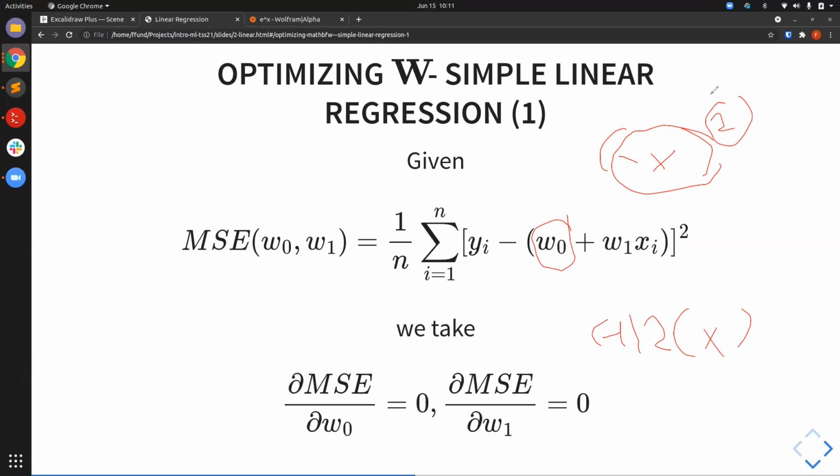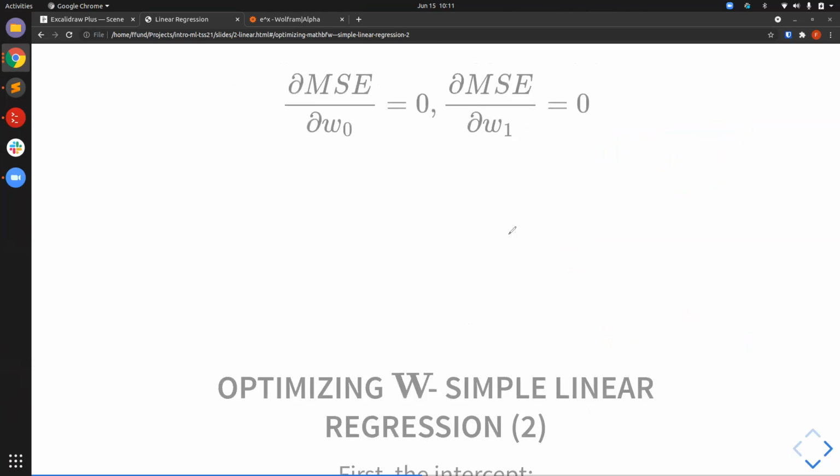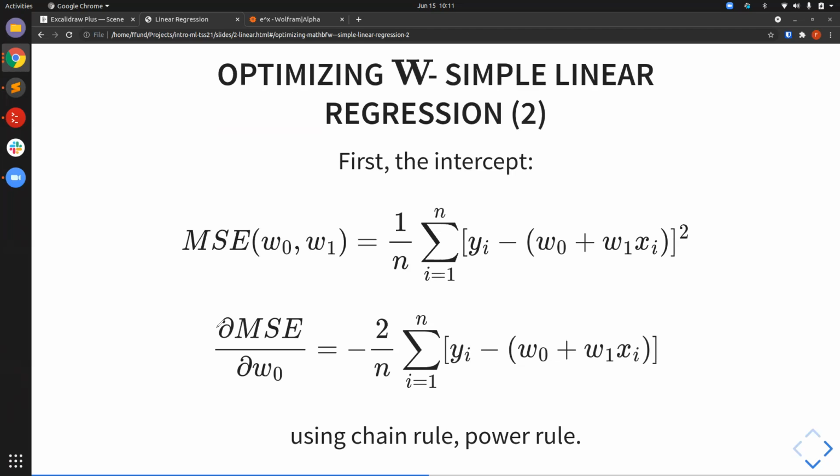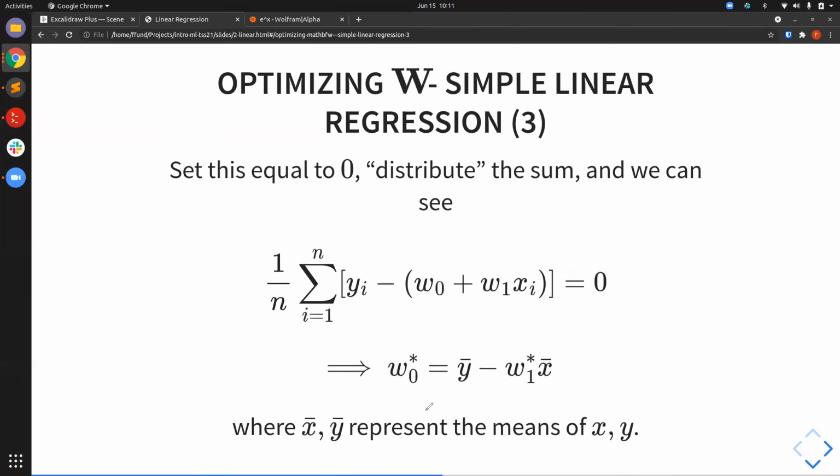So using the chain rule, product rule, power rule, I end up with minus 2x. So that's exactly what I get here. Okay, so I take the derivative with respect to W0. I just get this whole thing with a minus 2 over n term in front of it. Now, when I set that expression equal to 0, I can drop that minus 2 factor. So it doesn't end up mattering too much.